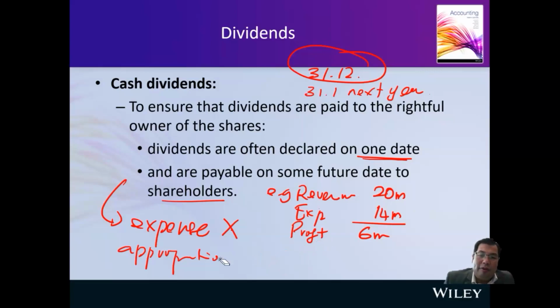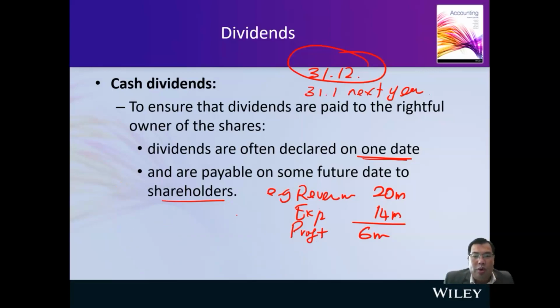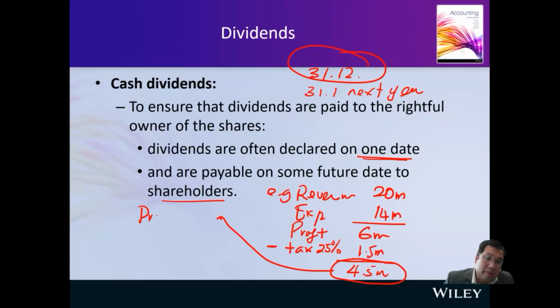And after that, you need to pay tax to the government. For example, the government taxes you 25%. This is your responsibility. You have to follow the income tax or corporation tax rules. So you need to pay the government 1.5 million. This is how government makes money, by taxing businesses. So the balance available will be 4.5 million. We call it profit for the year.